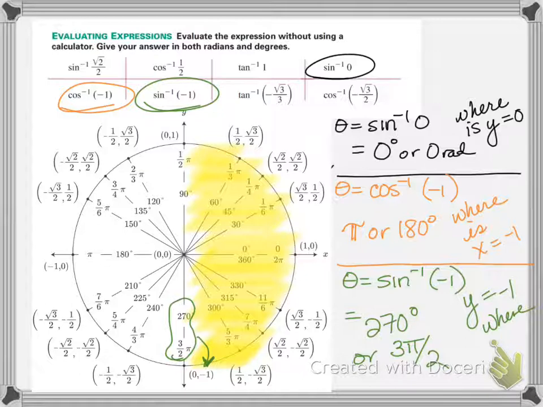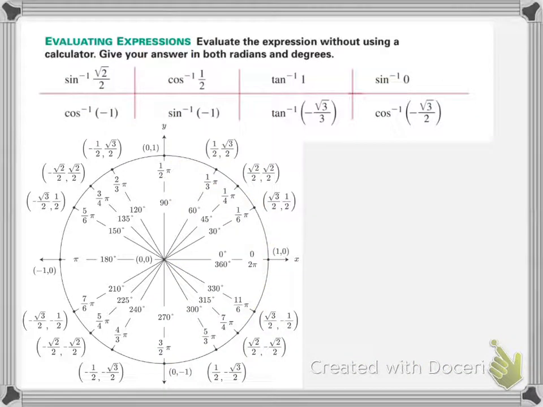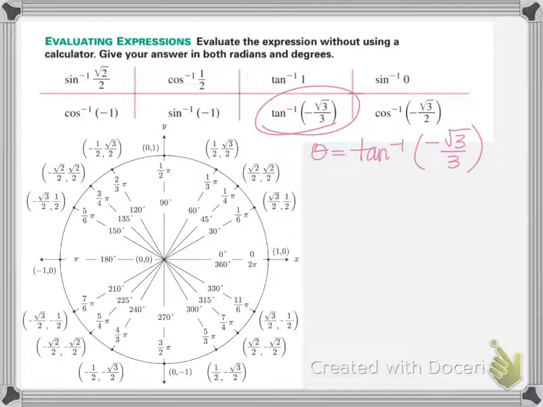And let's see, I think I have one more paper. Yes, I do. Hang in there, we're almost there. Let's use pink. Second to last one. Theta equals the tan inverse of -√3 over 3. Okay? So what angle is y over x going to give us -√3 over 3?